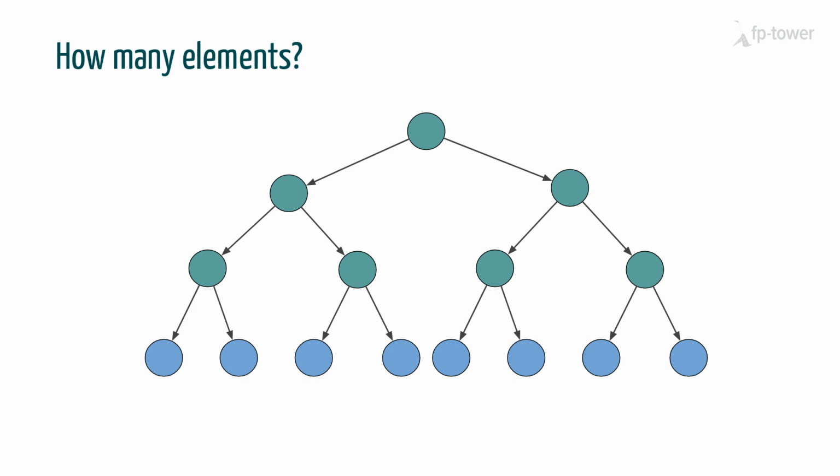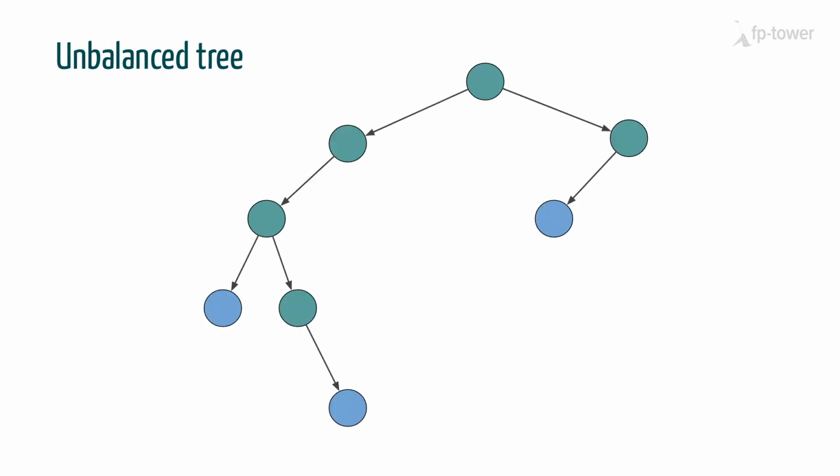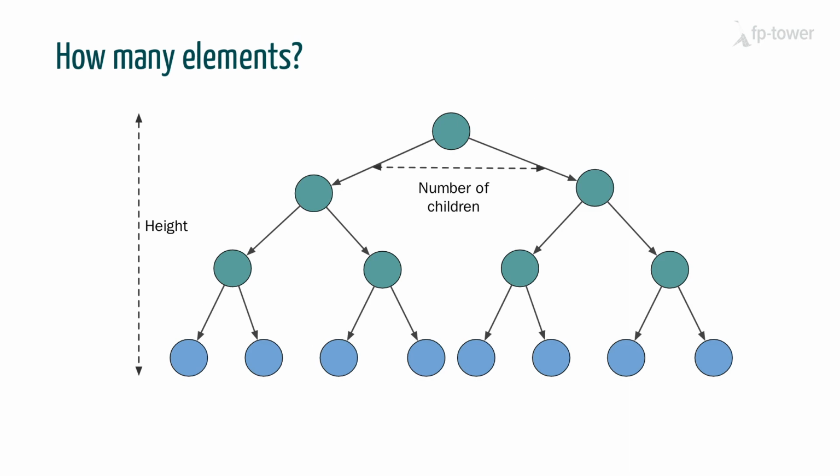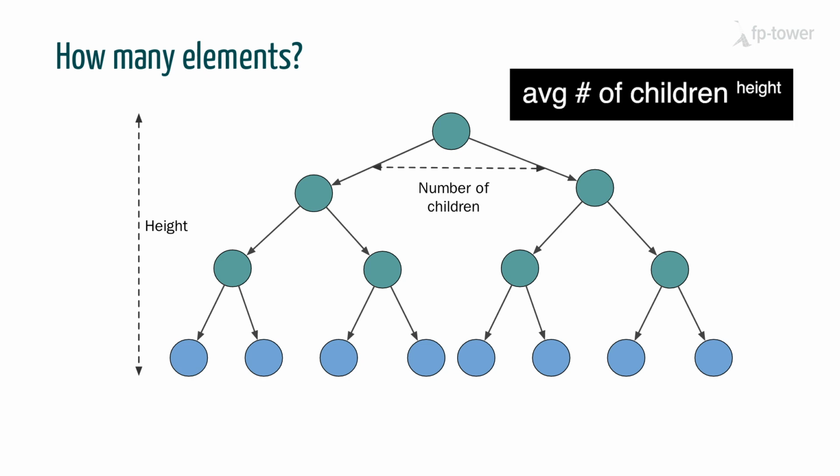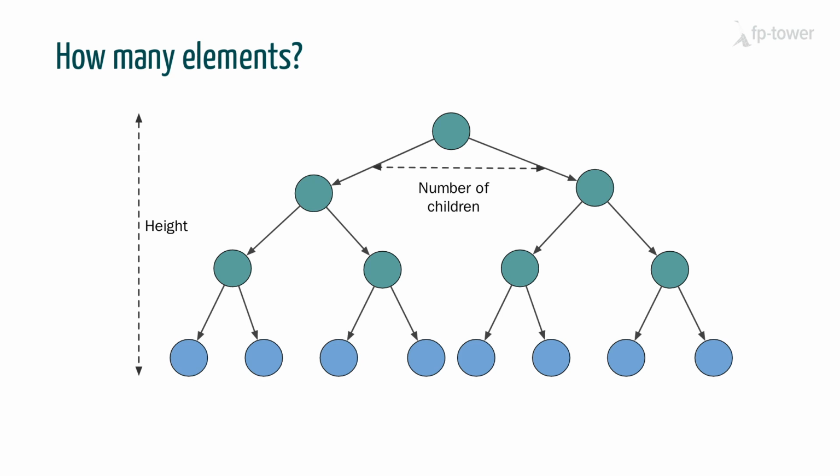If we force the tree to be balanced, meaning that we don't have big holes in the middle of the tree, like this one, then when the tree is balanced, the number of elements in the tree is exponential. It will be around the average number of children per branch to the power of the height of the tree. So in practice, if we have a balanced tree with approximately 2 children per branch, then we know we'll never get a Stack Overflow.